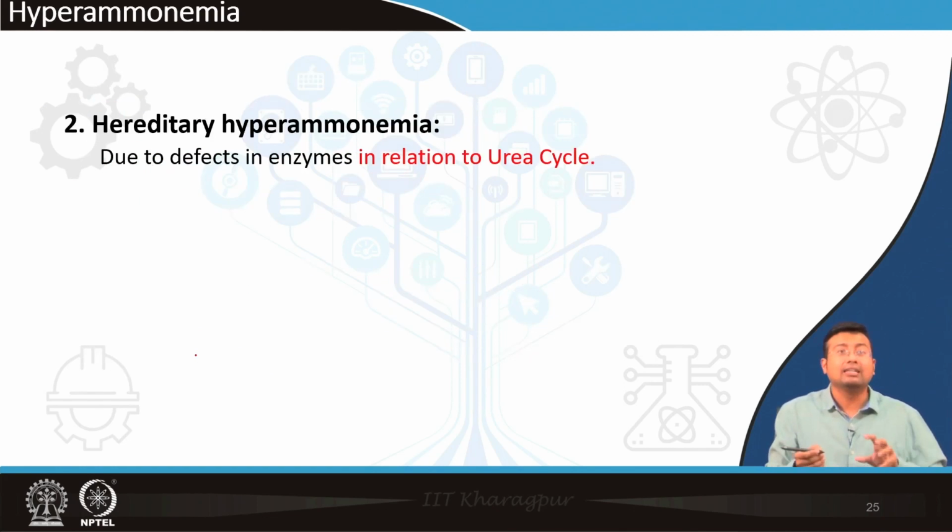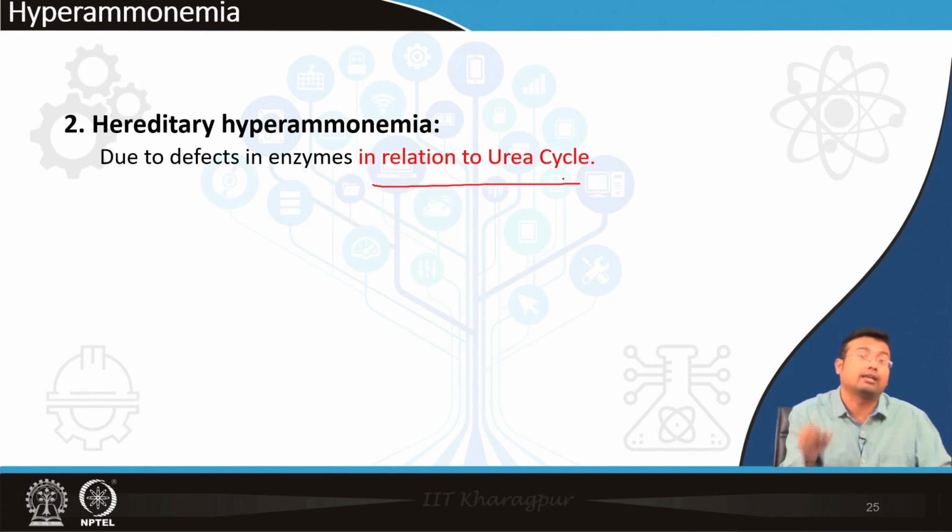Next cause being hereditary hyperammonemia, meaning a baby is born with problems in ammonia metabolism, and this is mainly due to defects in enzymes in relation to the urea cycle, which we will be studying later when we are discussing the urea cycle and its enzyme defects.